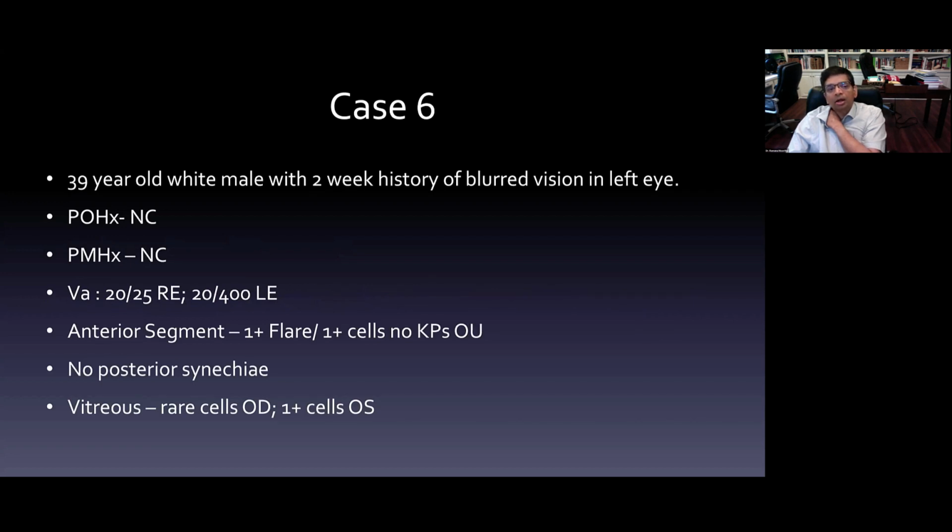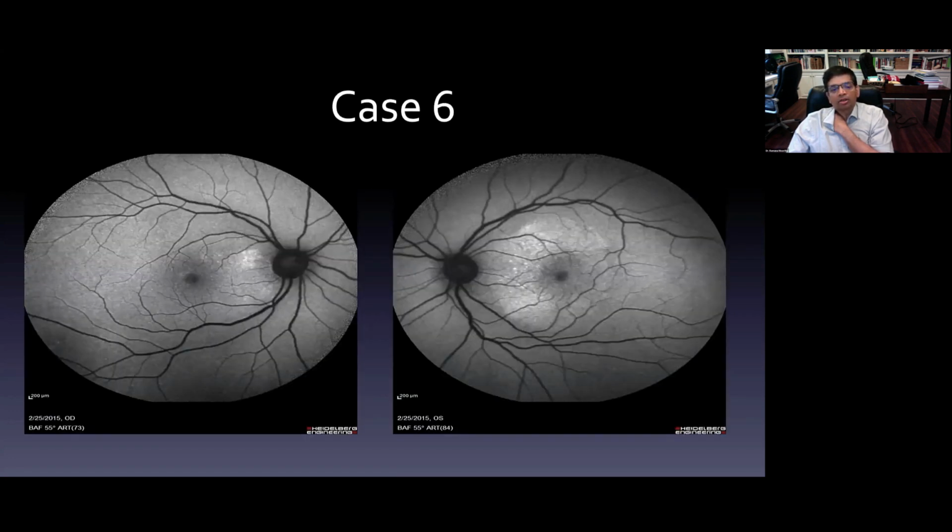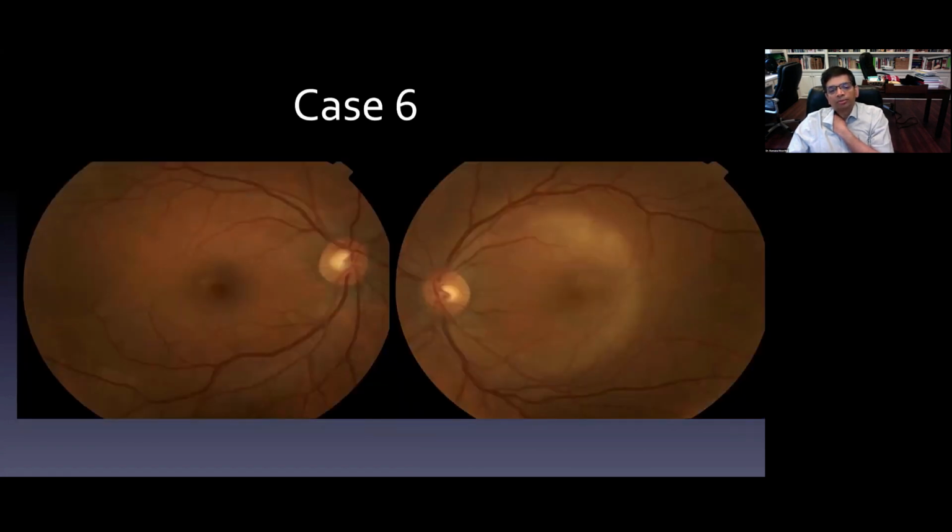Another case, 39-year-old white male with a 2-week history of blurred vision in the left eye. His vision is 20/25 in the right, 20/400 in the left. There's mild cell and flare in both eyes, but no KPs in either eye. There is no synechia. There are rare vitreous cells in the right, and mild vitreous cells in the left. This is the autofluorescence imaging in this patient, and this is the clinical photograph.